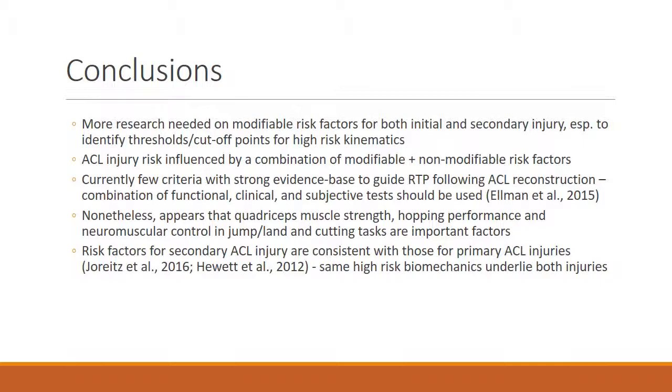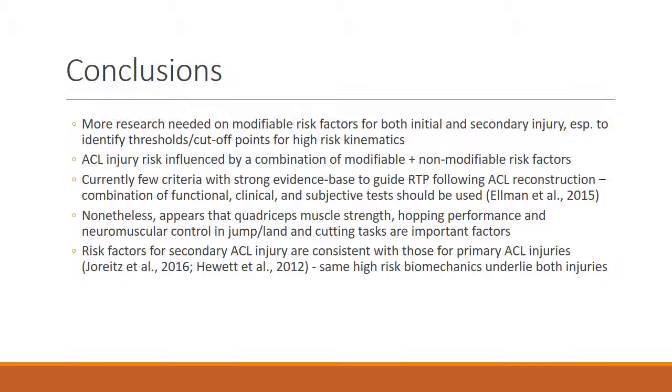Currently, there really are only a few criteria with a very strong evidence base to help guide return to play. So that's why just measuring a lot of different things, functional, clinical, and subjective tests, is a smart idea, because that way we're getting as much information as we can and try to make a big decision based on a lot of data. Nonetheless, though, the three that do show up a lot are quadricep muscle strength, hopping performance, and that control in jump landing, hopping, and stepping. They do appear to be very important risk factors for return to play.